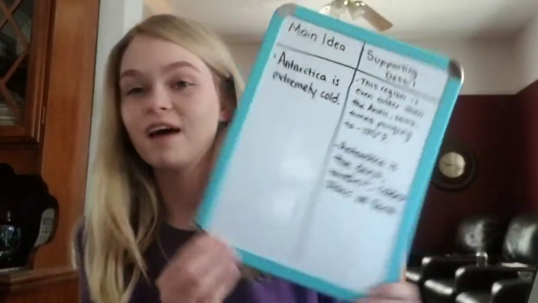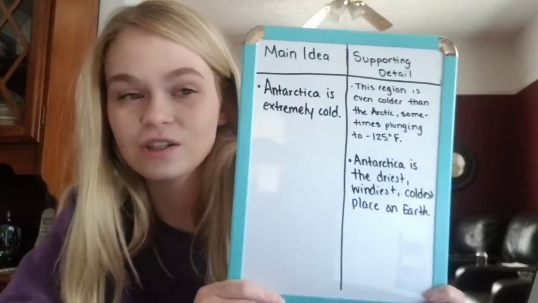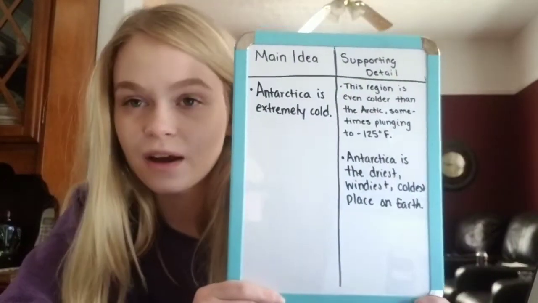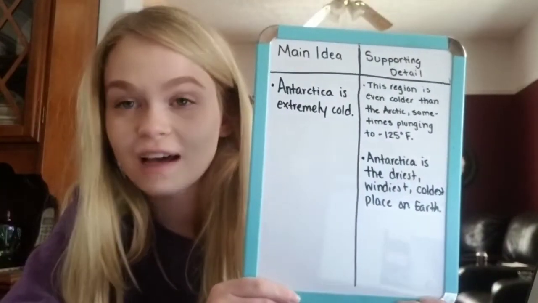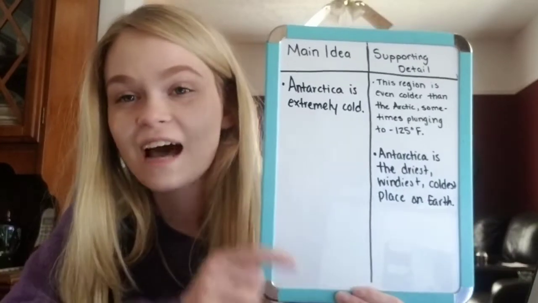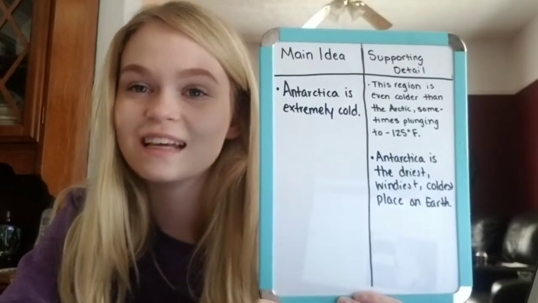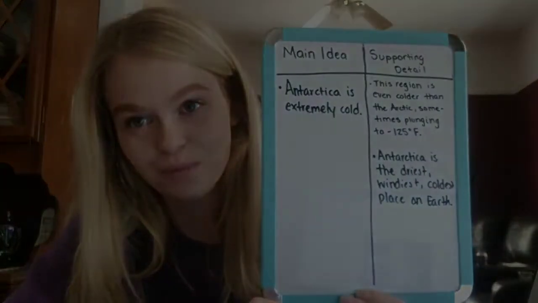Ooh. So that is how we have found the main idea using supporting details. We looked at a paragraph. We found some facts that were listed in the paragraph. We looked at what the two facts had in common, and that is how we found the main idea. So our main idea on page 171 is Antarctica is extremely cold.